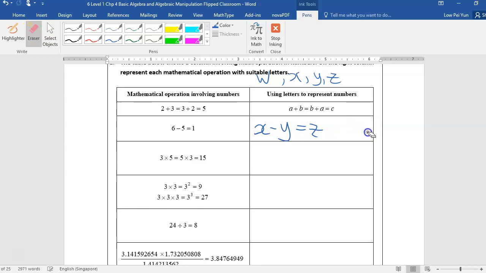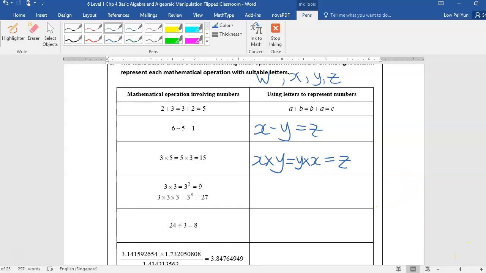Continuing. Now I see multiplication as the operation. I'm still going to use x, y, and z, but in this case, the x value and the y value are different from the previous question. These are just symbols. x times y equals y times x, just like 3 times 5 equals 5 times 3 equals 15. I will use z to represent 15 in this case.